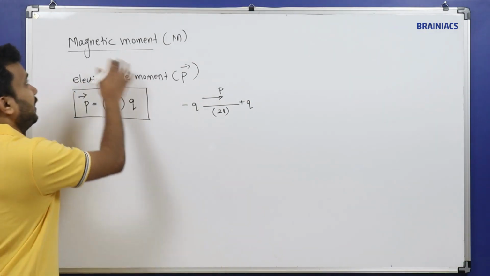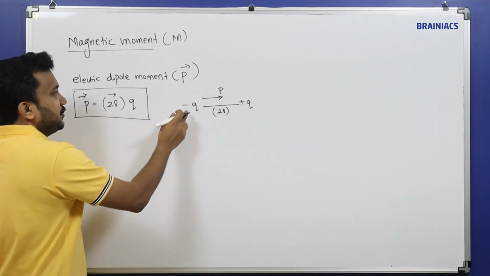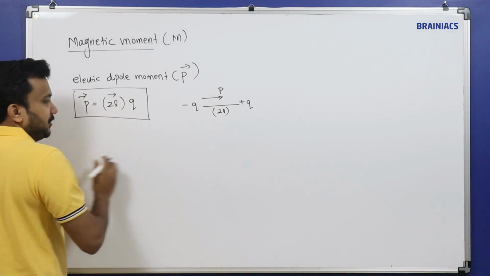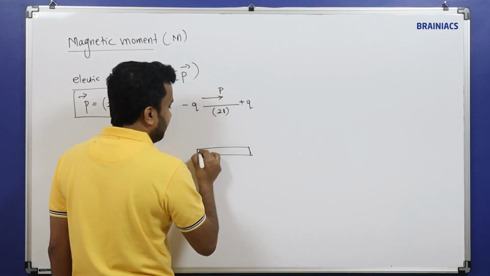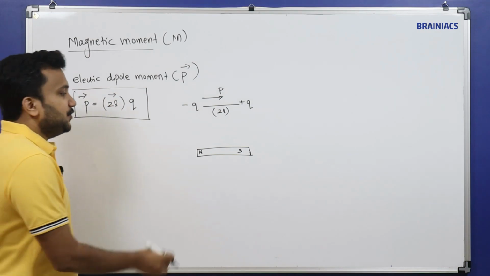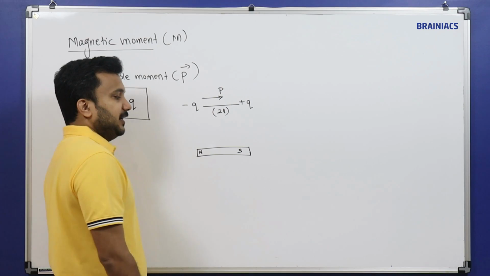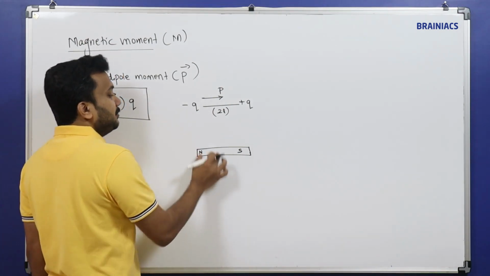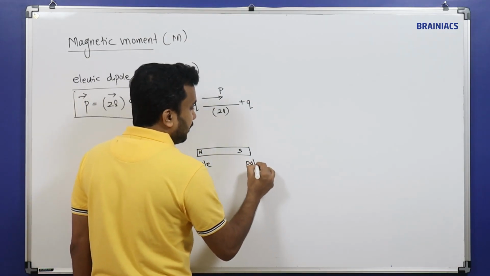Here we have another quantity called magnetic moment, similar to this one. Instead of minus Q and plus Q, in moving charges and magnetism we have a magnet whose north and south poles will be there. A magnet will have two poles, right? North pole and south pole. Each of these is called a pole.